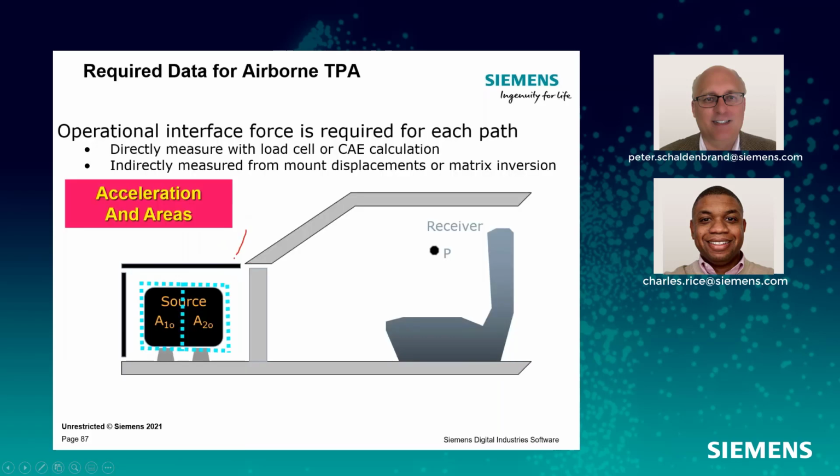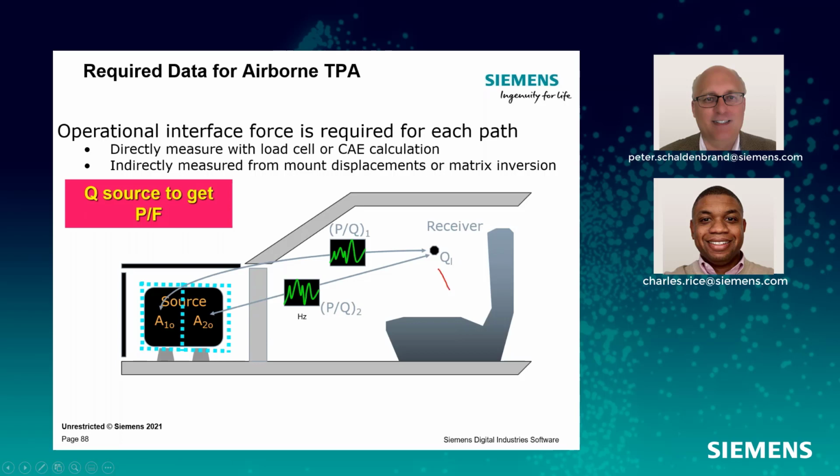So I got my source. It's a great drawing, isn't it? I've divided the source into two areas, A1 and A2, right? And I'm going to measure an acceleration at each one of those areas, and I'm going to measure the area itself. So A1, operational acceleration, A2. When I multiply the area times the acceleration, what am I going to get? I'm going to get Q, right?